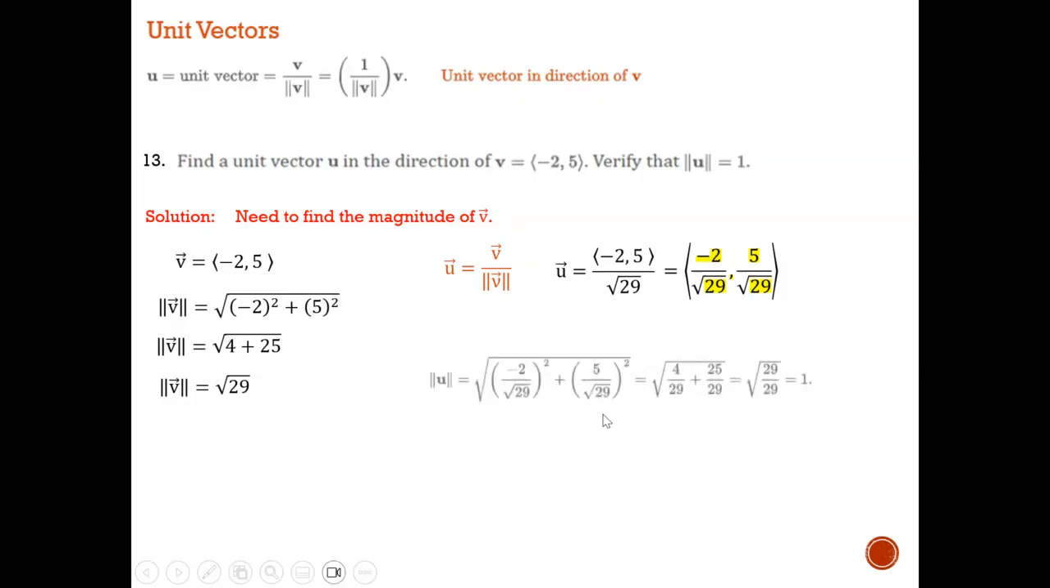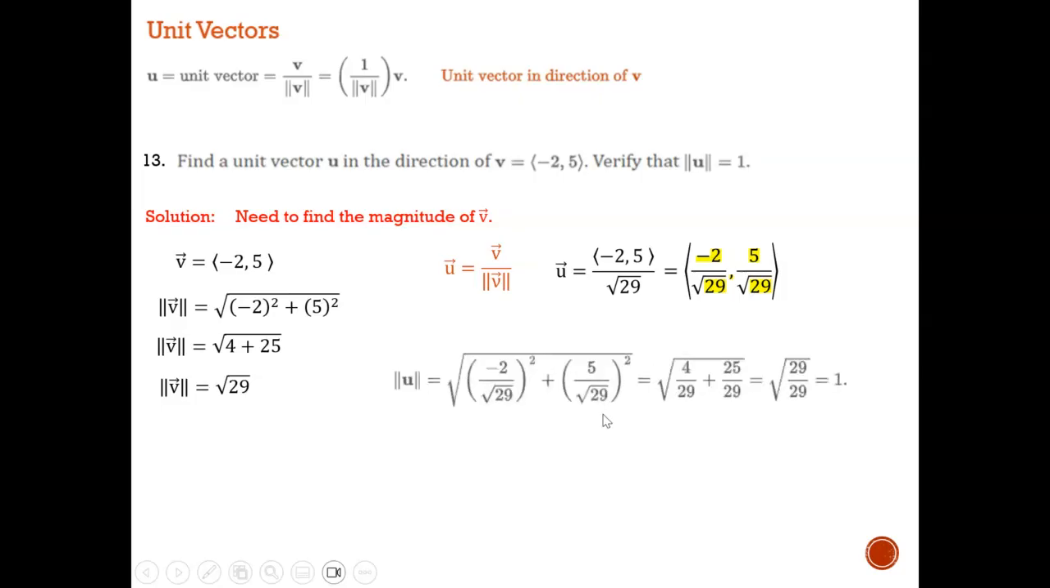Now we have to verify that its magnitude is equal to 1. For verification, we find this magnitude. It's going to be negative 2 over the square root of 29, squared, plus 5 over the square root of 29, squared. This gives us 4 over 29 and 25 over 29. If you add them, it gives us 29 over 29, which is equal to 1.